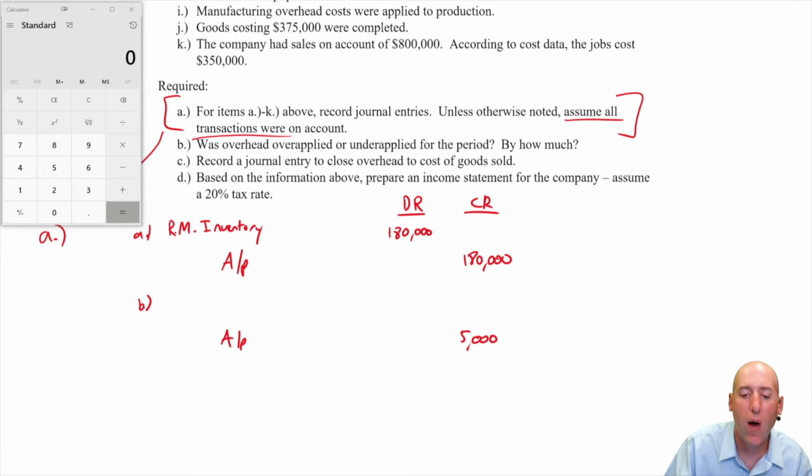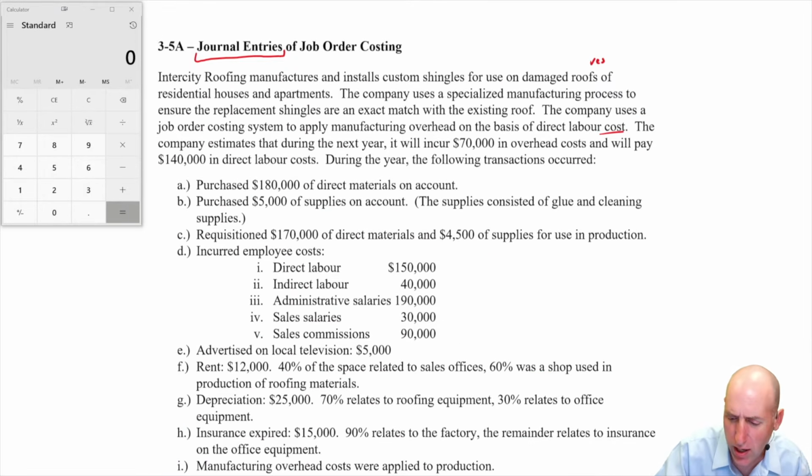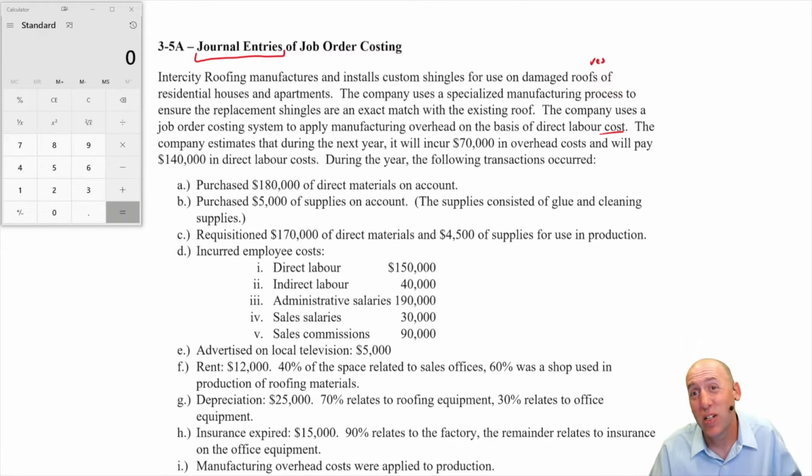And we bought supplies. Now it tells us the supplies are glue and cleaning supplies. That's typical overhead cost. That's an indirect factory cost, but we haven't used it yet. It's sitting in a closet somewhere. If the supplies are sitting in a closet, debit supplies. They're just an asset sitting in a closet. I could sell them as supplies or return them to the store.